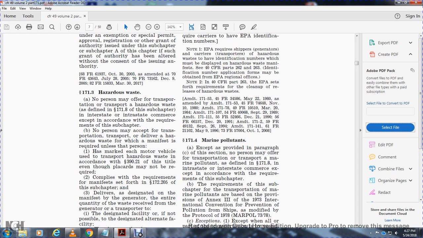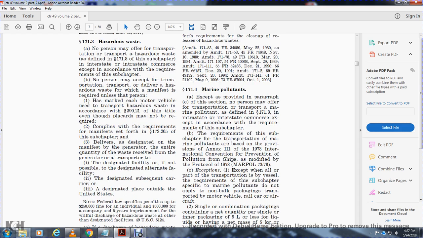All right, 171.4, marine pollutants. Except for the provisions of paragraph (c) of this section, no person may offer a marine pollutant, as defined in 171.8, for transportation in interstate or intrastate commerce except in accordance with the requirements of this chapter. The requirements of this subchapter for the transportation of marine pollutants are based on Annex III of the 1973 International Convention for the Prevention of Pollution from Ships, as modified by the Protocol of 1978.